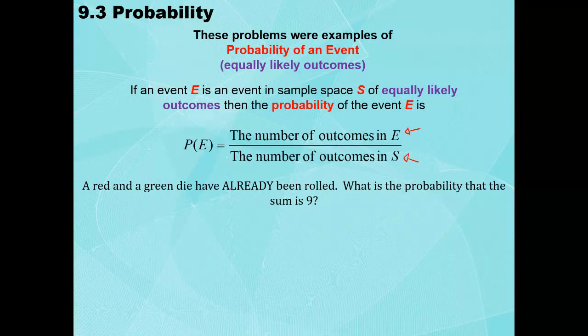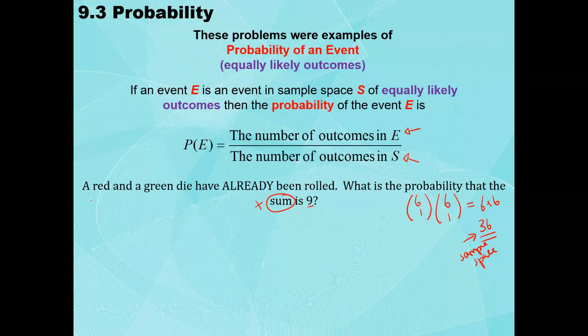A red and green die have already been rolled. What is the probability that the sum, if I add them together, is 9? Well, how many sums are there total of two dice? I'm going to get 36. If I take one die, I have 6 choose 1, and the other one, 6 choose 1, so that's just 6 times 6. I have 36 possible outcomes. That's my sample space. How many of those 36 are going to have a sum of 9?